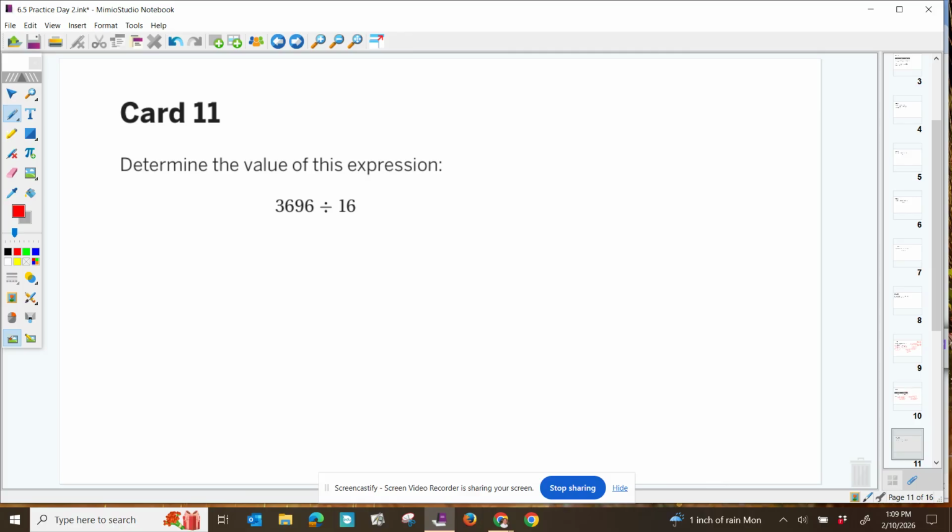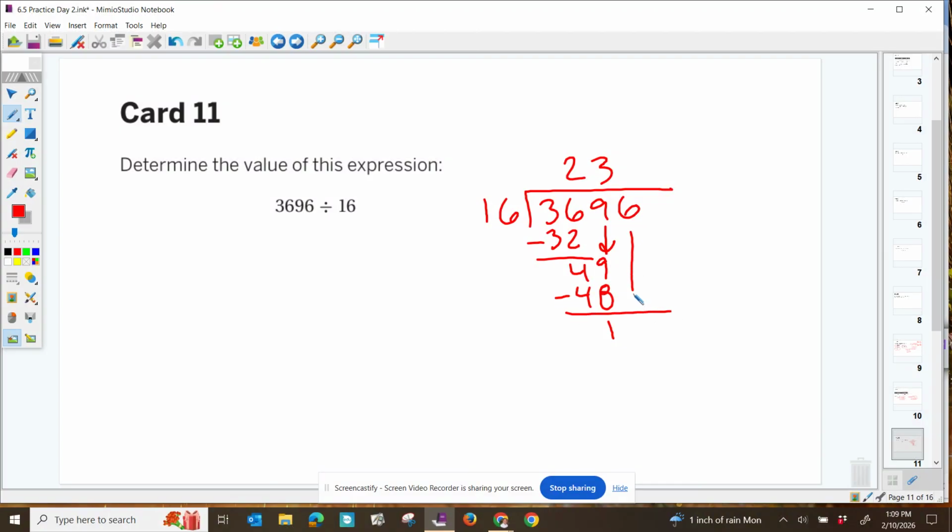Number 11. Ooh, that looks ugly, but that shouldn't be that bad. It ends in a 96. That is a multiple of 16. So 36, 96. Can't go into 3, but it can go into 36. That's 2. That's 32. Subtract, get 4. Bring down the 9. That's 3. 48. Subtract, bring down the 6. 1. 16. Subtract. Boom. 231 times.